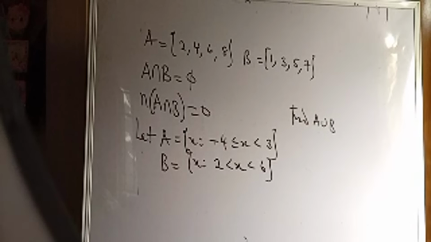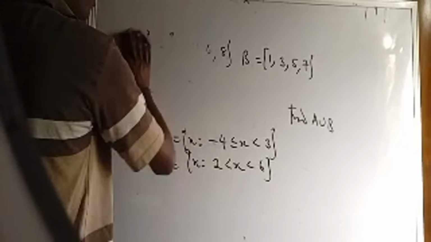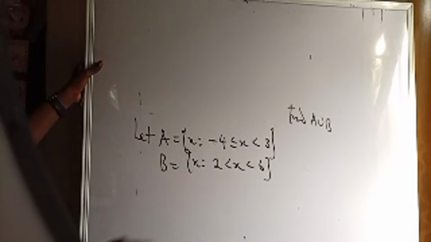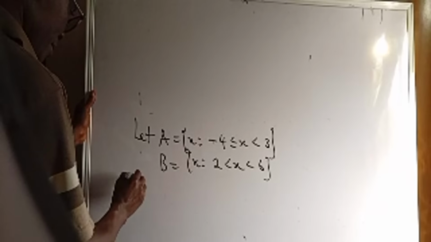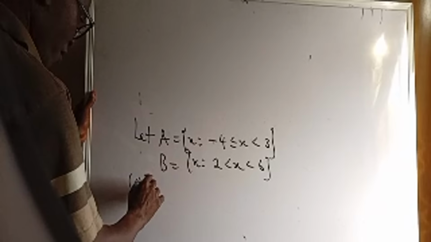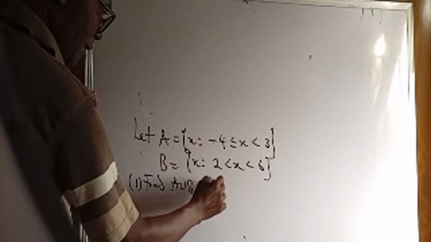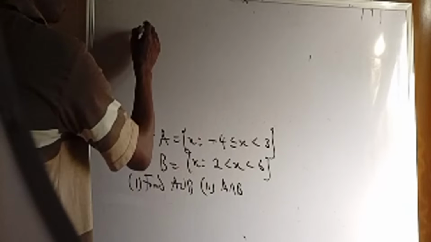Find A union B. Okay, now let's find A union B. Let me write it here. Let's do it together. Let's find A union B and A intersection B. Good. Now, solution. Solve this.